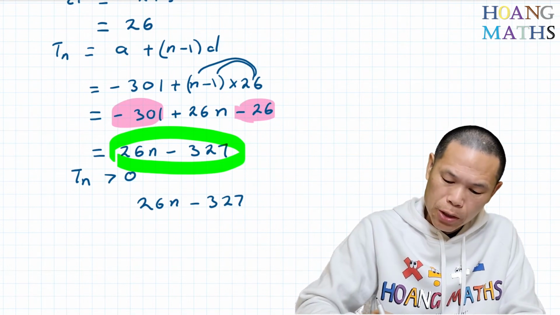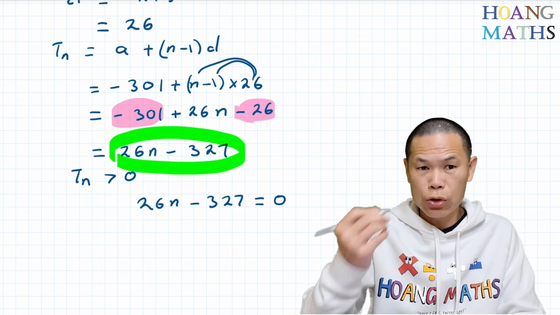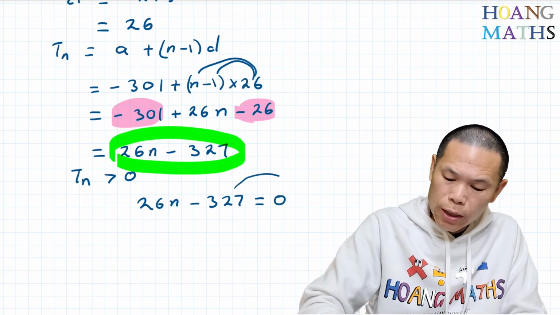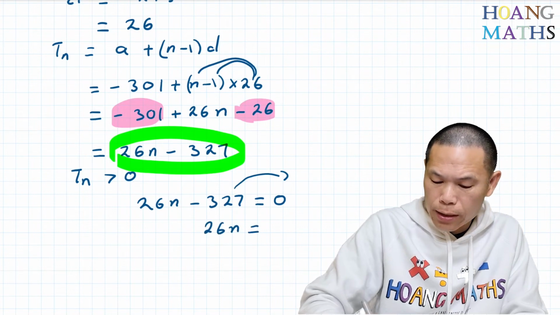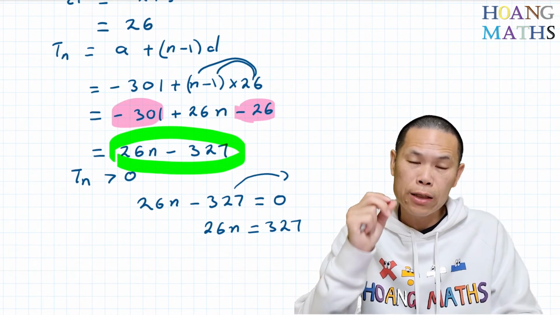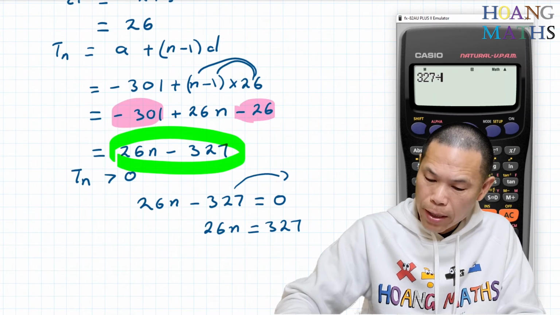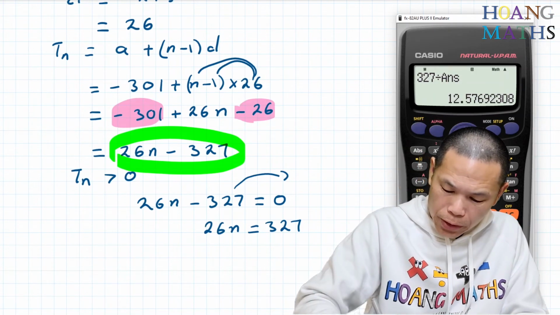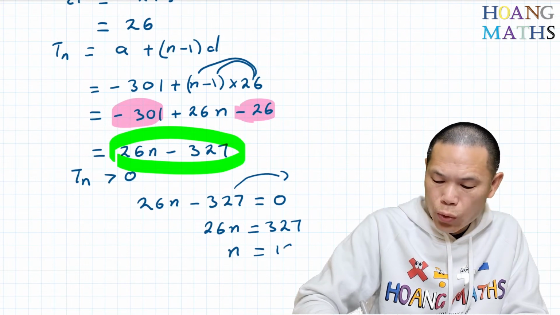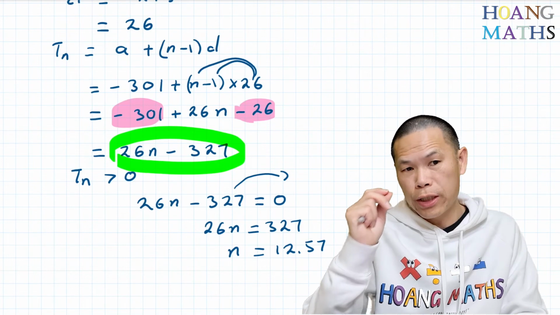Okay. So let me just clear this. I can also do it like this. Make it equal to 0. So we just solve this first. So I move this to its side. So 26n is 327. So what I do now, I divide both sides by 26. 327 divided by 26. So there you go, 12.57. So n is 12.57 and so on.